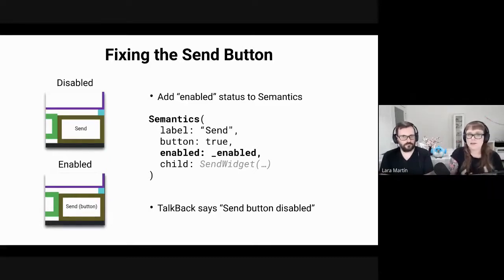So to do this, again, we wrap the send button with the semantics widget. We add a label to say this is the action send. The button property is set to true. We also use another property of the semantics widget called enabled, which reads a Boolean that we pass to inform whether this button is enabled or not. In the slides, as you can see, the image on top shows the button disabled, and the second image shows the button enabled. How will TalkBack read this? For the first one, it will say send button disabled. For the second one, it's going to say send button, because it's enabled.